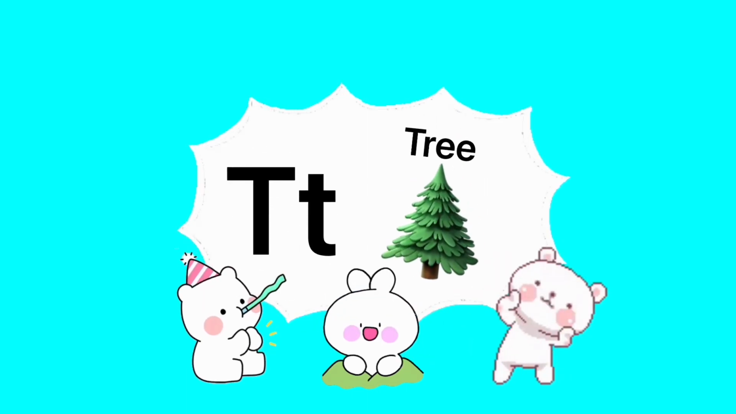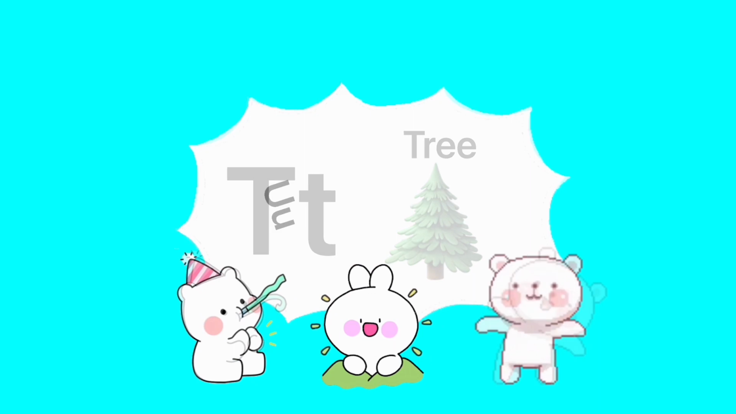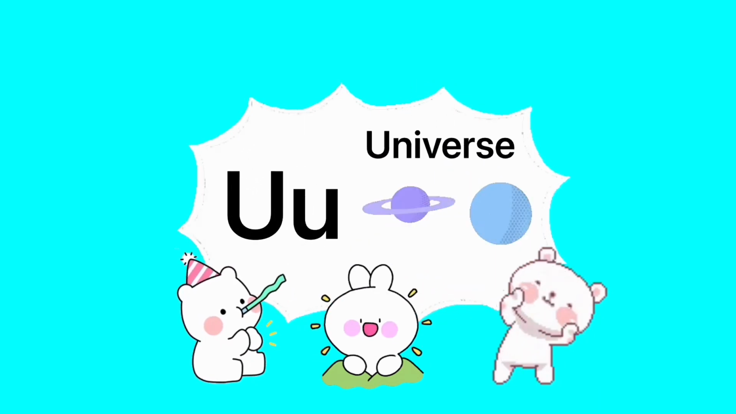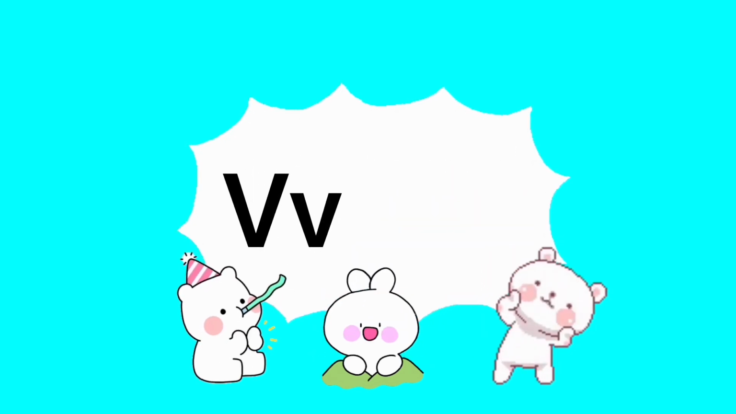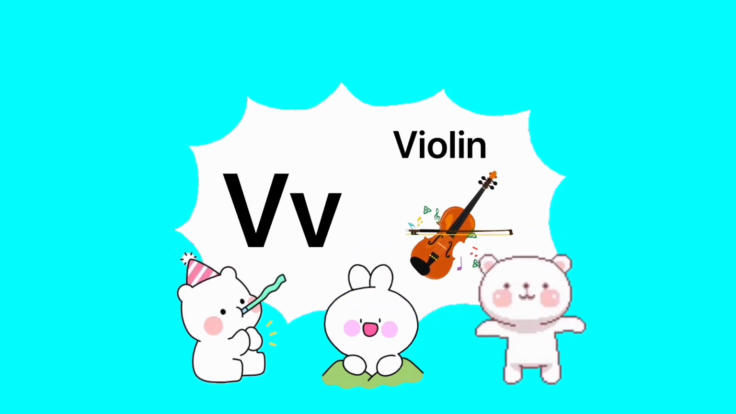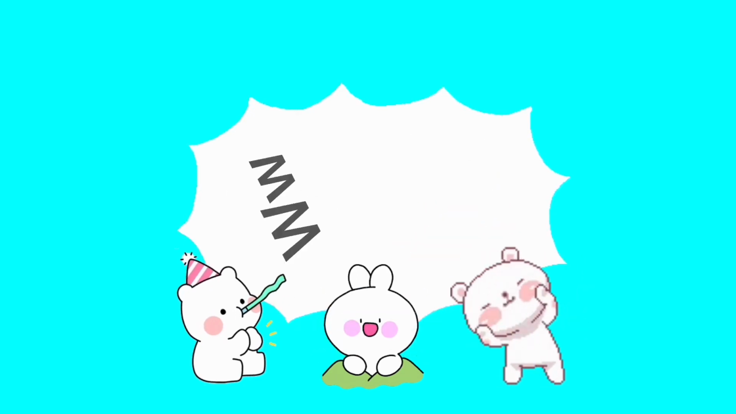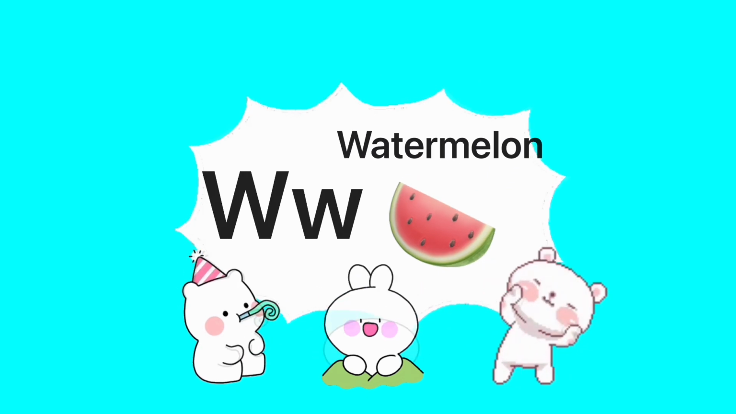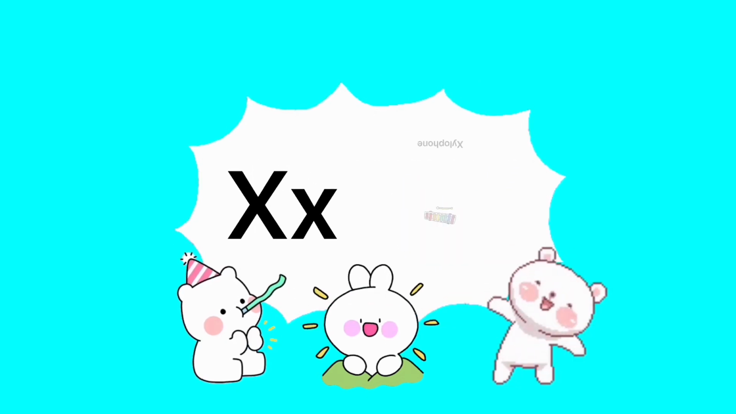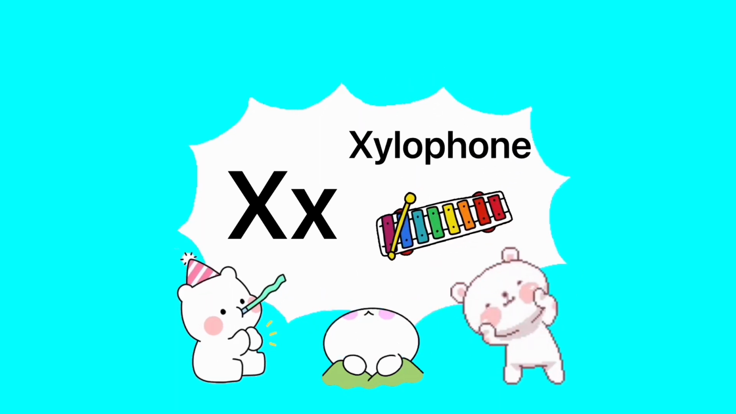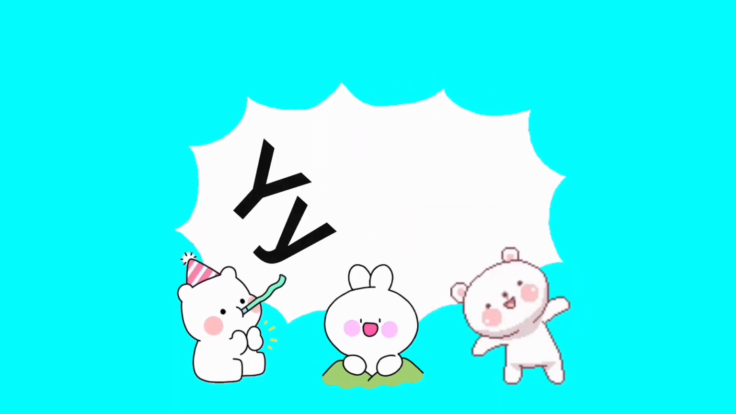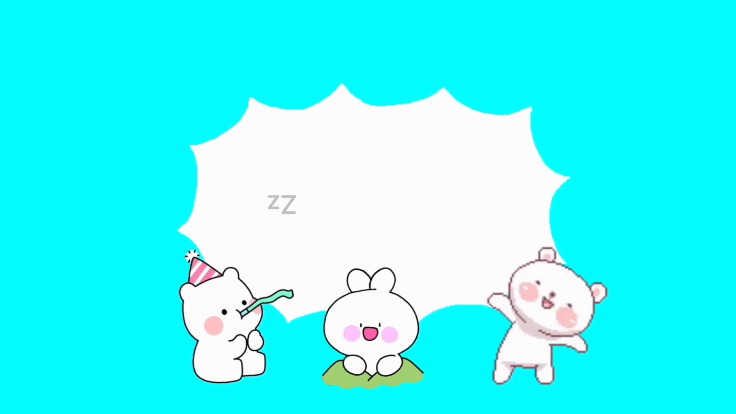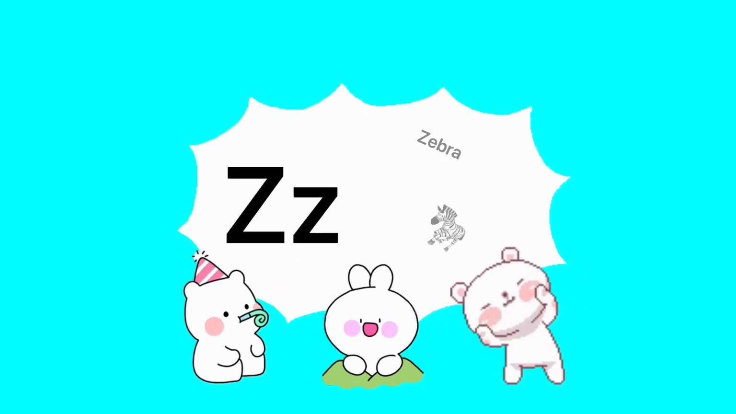T is for tree. U is for universe. V is for violin. W is for watermelon. X is for xylophone. Y is for yarn. Z is for zebra.